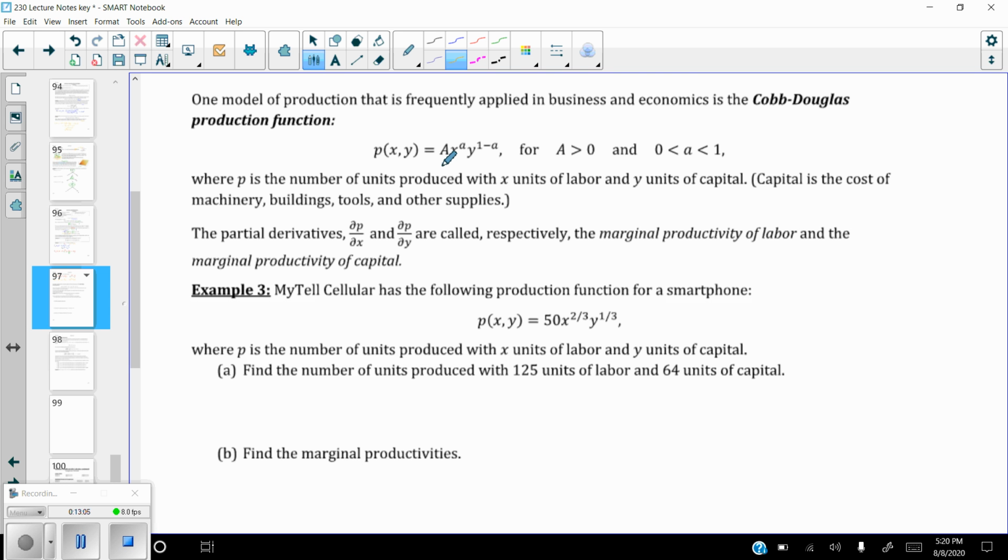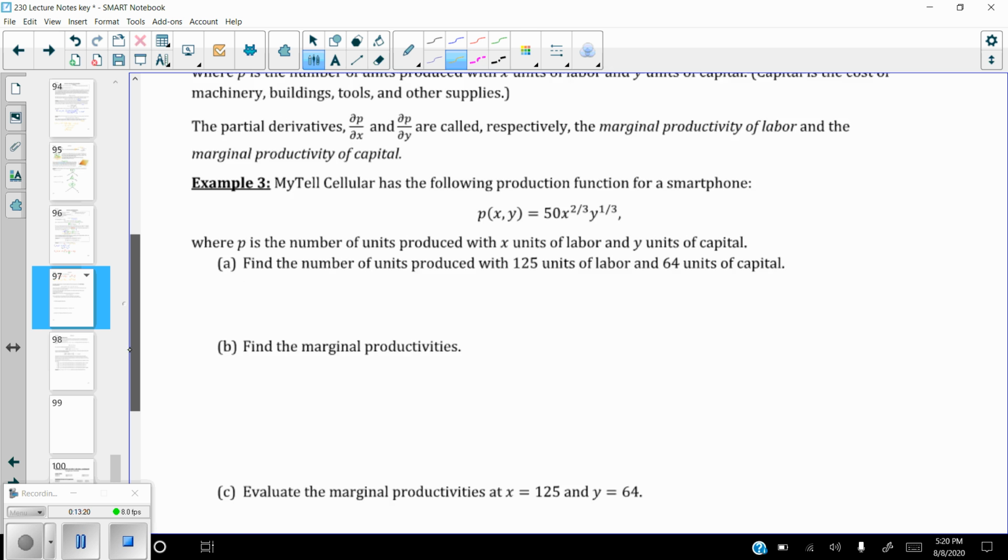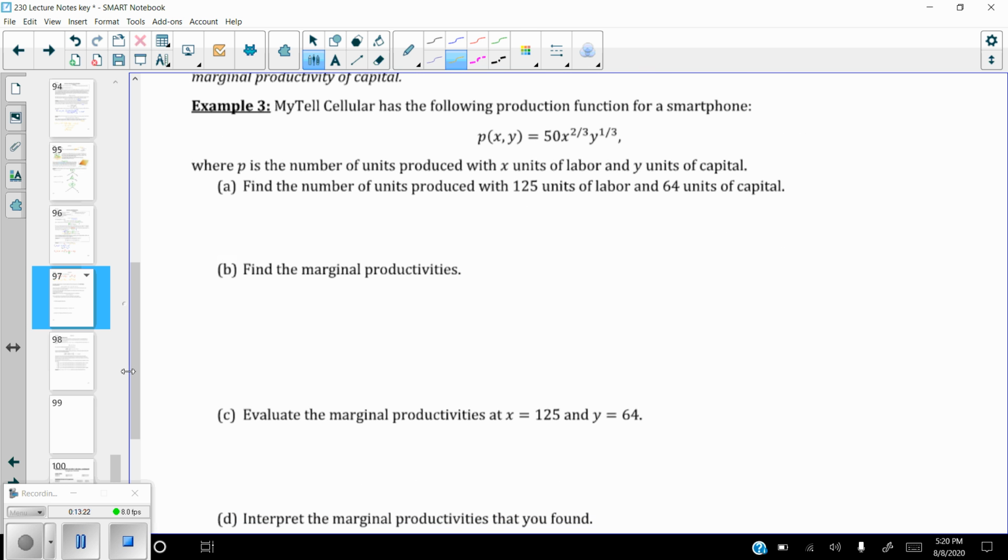So Mitel Cellular has the following production function for a smartphone. As you can see, it's 50x to the 2/3, y to the 1/3, where P is the number of units produced with x units of labor and y units of capital. Find the number of units produced with 125 units of labor and 64 units of capital. That's literally just plugging the stuff in.